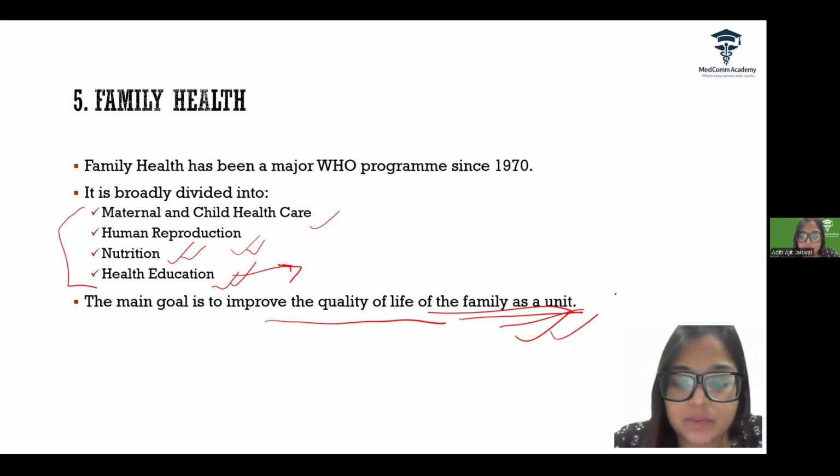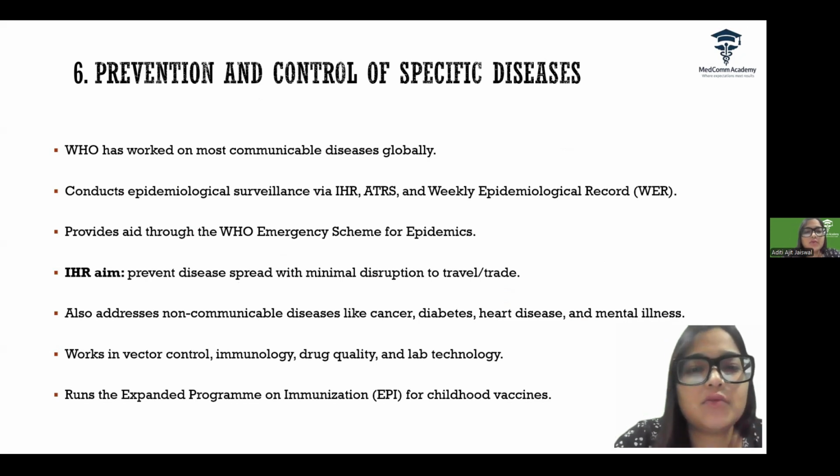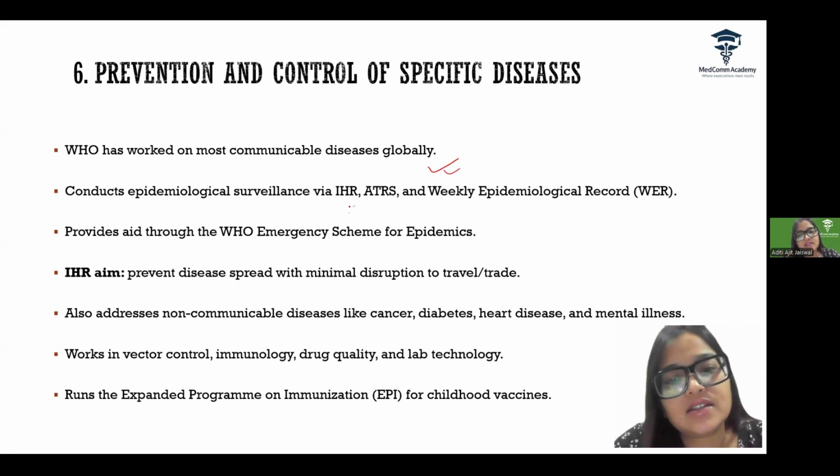Now what comes? P for prevention and control of specific diseases. Yes, prevention and control of specific diseases. WHO has worked on most of the communicable diseases globally. So it conducts epidemiological surveillance via the international health regulations, the ATRS. Can anybody tell me the full form of ATRS?